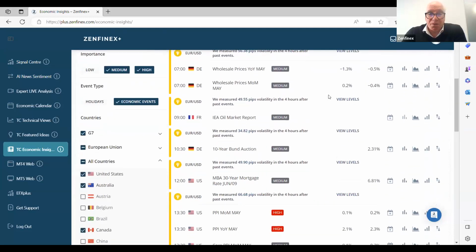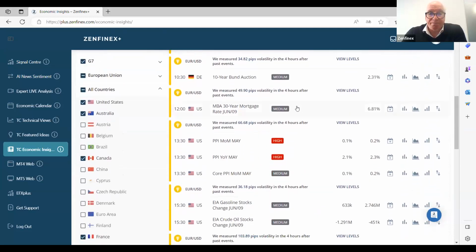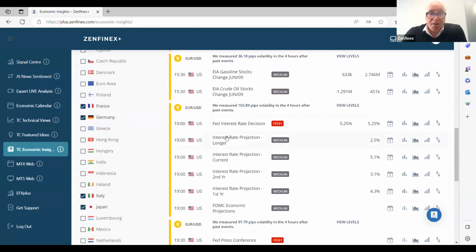So let's see what's tomorrow. We've got PPI, and this is the most important thing, 7 o'clock London time. It'll be very interesting to see what happens. Okay, so look, I've had a request for looking at a chart, which is, let's look at CAD JPY first.